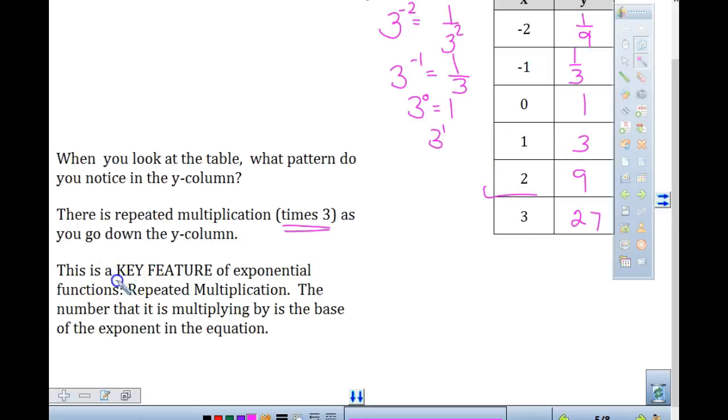It says the key feature of exponential functions is always going to be repeated multiplication. And what you can always do to figure out what the multiplying factor is, take your newest value, like 9, and divide it by 3. 9 divided by 3 is 3. 3 divided by, and always divide by the previous one, and that will give you what your multiplying factor is, okay? Because you're going to need that. It's called our growth factor that we're going to talk about, okay?